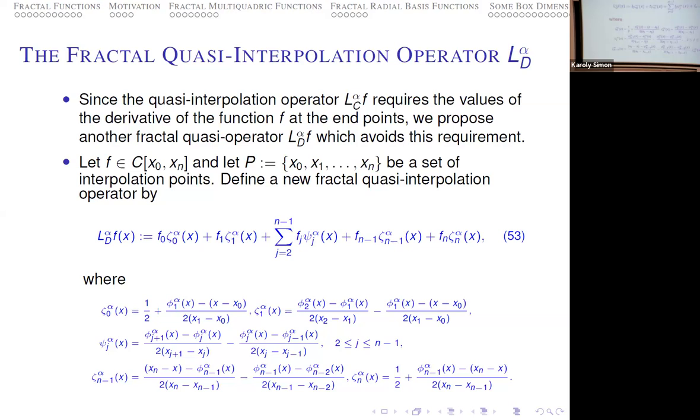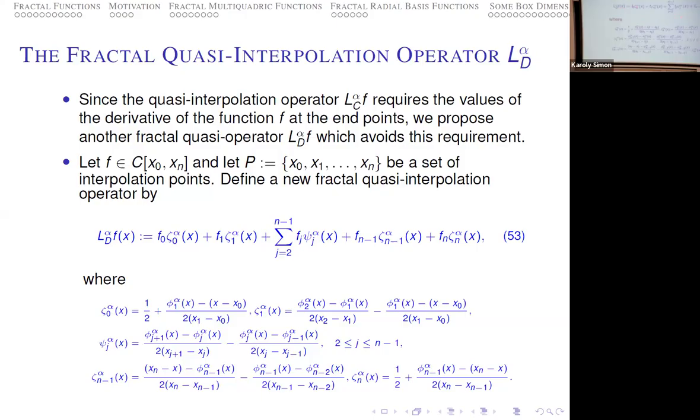Similarly, there is another quasi-interpolation operator LD. In classical approximation theory, there are three types of such quasi-interpolation operators, so we generalize two operators here. One is LC alpha. In LC alpha, we need the derivative value at both endpoints. But when you go for LD alpha, we don't need the derivative value. So in case the derivative values of our approximating functions are not available, then one can apply this quasi operator LD alpha.